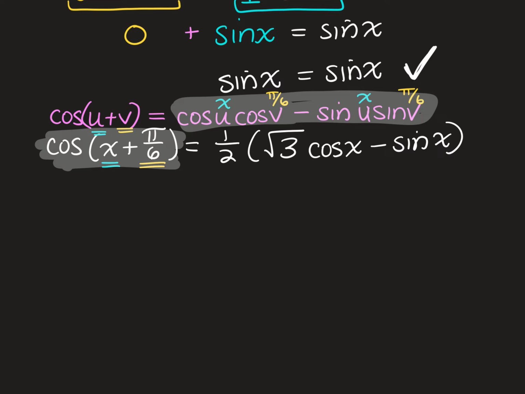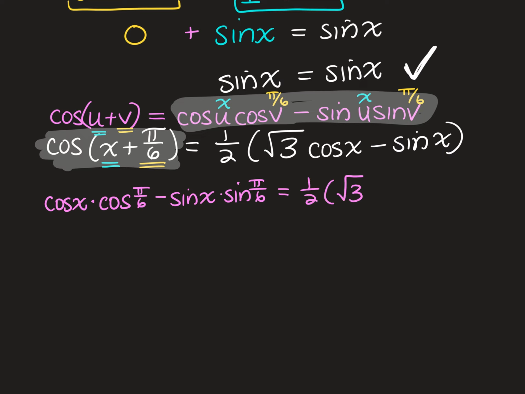So let's do that. I'm going to write cosine of x times cosine of v minus, not v, sorry, pi over 6. I forgot to make that replacement, didn't I? Minus sine of x times sine of pi over 6. And I want to show that that is 1/2 times the quantity of radical 3 cosine of x minus sine of x.